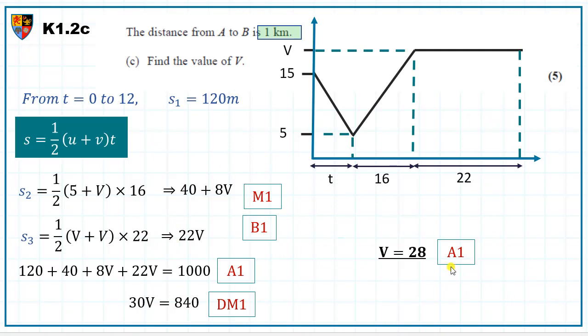So that's how the 5 marks are roughly distributed. As I said, you didn't have to do it exactly the way I did it, but once you got to the stage where you had the right equation that simplifies into 30V equals 840, you would have had the first set of 3 marks.